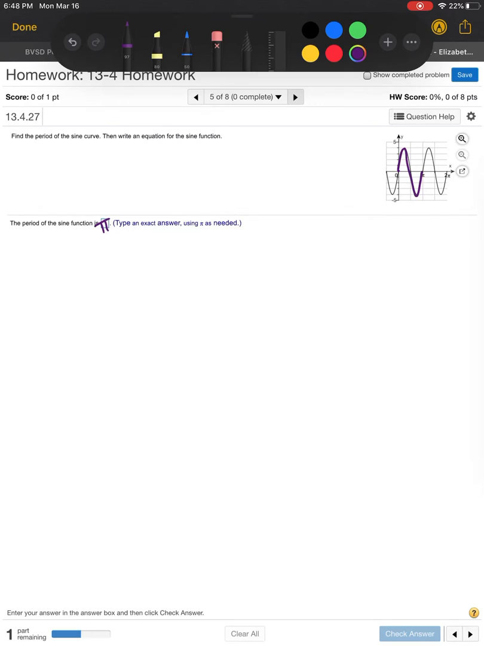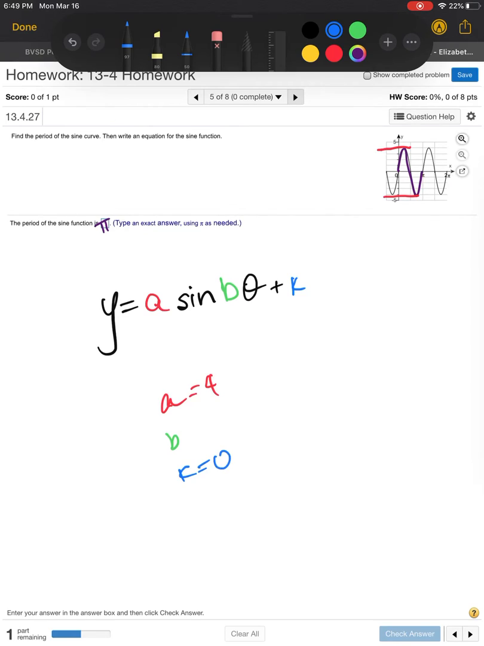When we're taking a look at our equation, we have y equals a times sine of b theta. We're really not going to be looking at phase shifts right now. We can get to those a little later, plus k. And so we need to look at what is our amplitude, what is our b, what is our k. In this situation, our amplitude is equal to 4 because we're coming up 4 from the midline. That puts our midline at 0.